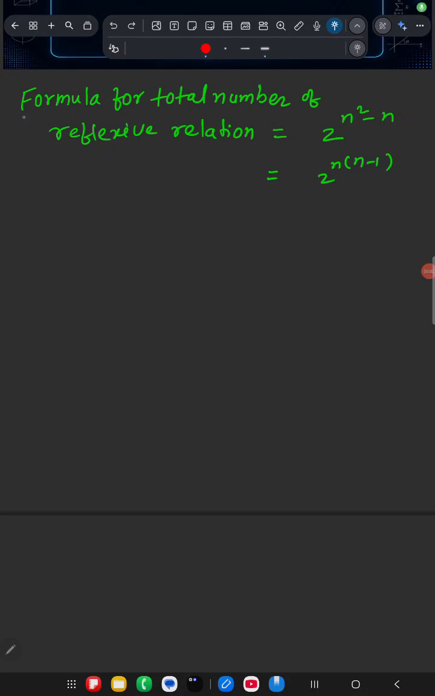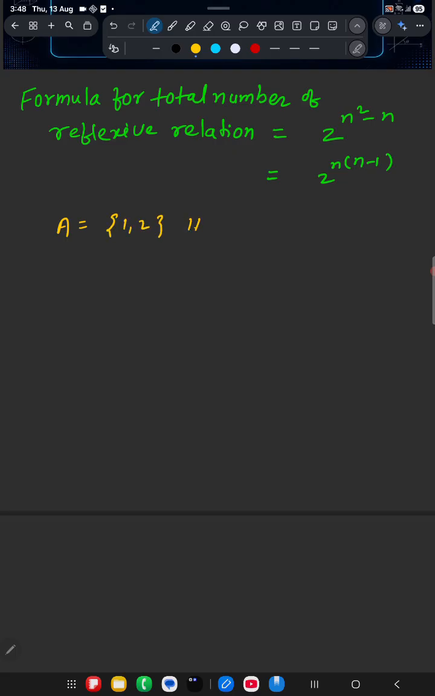Let us try to learn the formula for the total number of reflexive relations of a set containing n elements. The formula is 2 raised to the power n square minus n, that is n into n minus 1. Now how does it happen? Let us discuss it for a set containing only two elements, where n is 2.